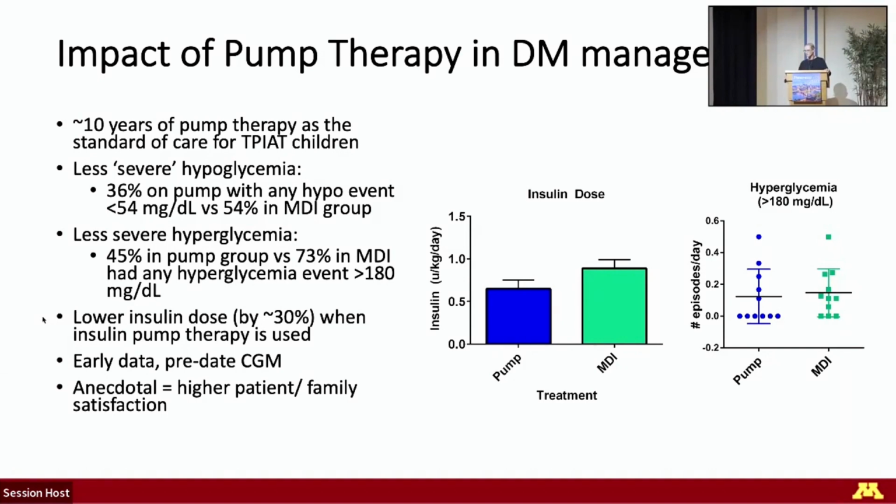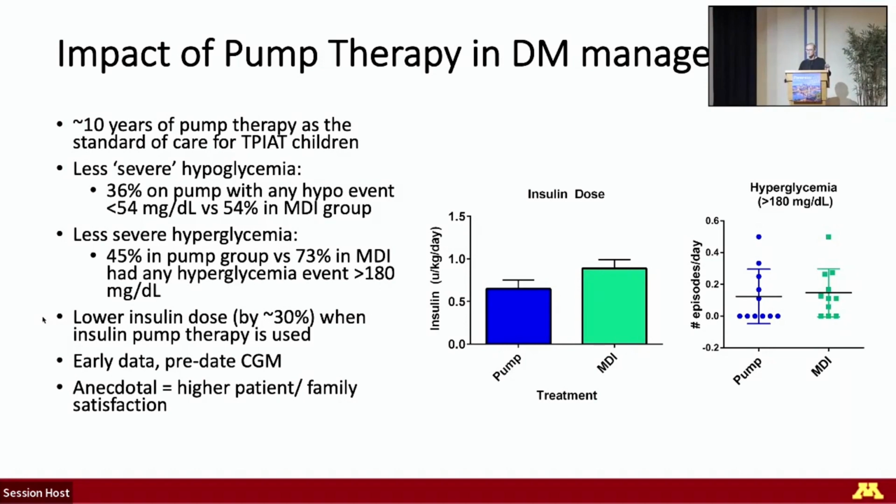And when we first started switching over to pumps, and this was with a learning curve, so it's even better now, we looked at these patients who were going straight to pump. They had fewer, it's not truly severe hypoglycemia in the sense they didn't have any reaction, but they had fewer numbers that were less than 54. They had less severe hyperglycemia above 180.